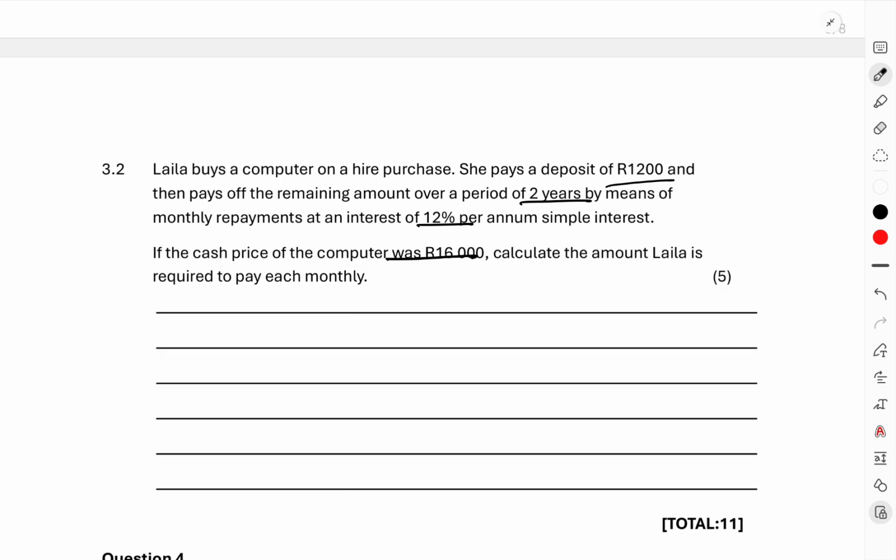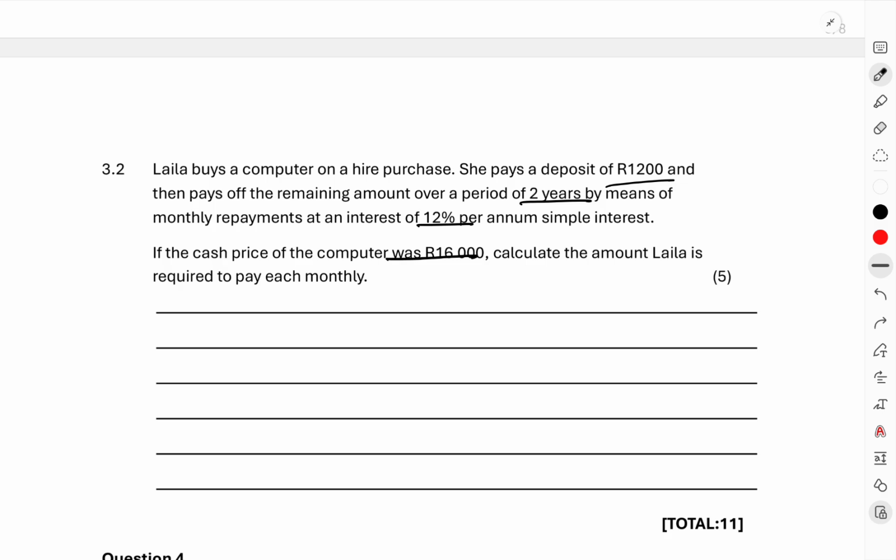Now let me just explain what is happening here. We have Laila. She wants to buy a computer that is worth 16,000 rands, but she does not have the 16,000 rand right now. The only amount that she has is this particular 1,200, right? So she's going to pay 1,200 for a computer that is worth 16,000 rands. It means there's a certain amount that she doesn't have that is going to be repaid on a hire purchase for a period of 2 years.